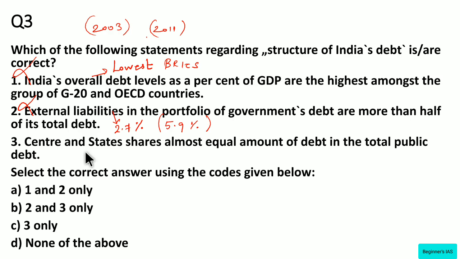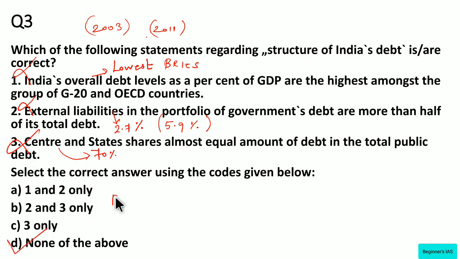What about statement number 3? Overall, 70% of the public debt is held by the center, as the central government is entrusted with the responsibility of macroeconomic management. This distribution of debt between the center and states is desirable because of the incentive it generates. It is not an equal amount of debt. Therefore, this statement is also wrong. Therefore, the answer would be D, none of these.